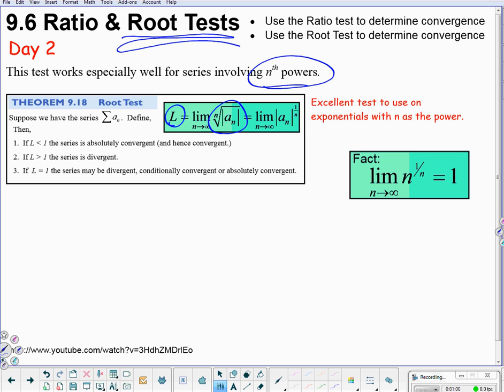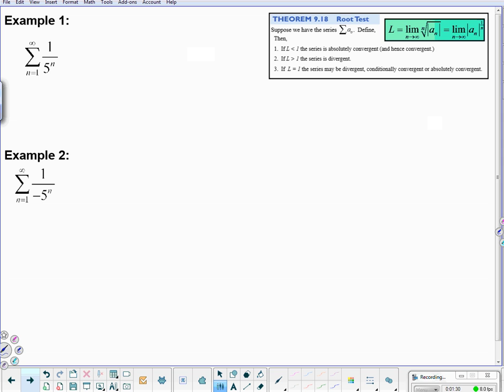If that limit L is less than 1, the series will be absolutely convergent. Exactly the same outcome that we saw in the ratio test. If it's greater than 1, we know it's divergent. And if it's equal to 1, it is not going to be much help because it could be divergent, conditionally convergent, or absolutely convergent. So we will just forward this on.